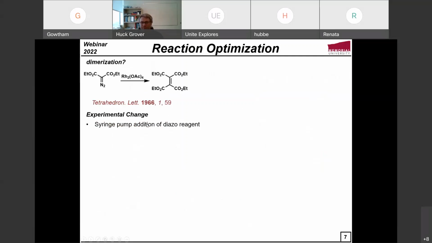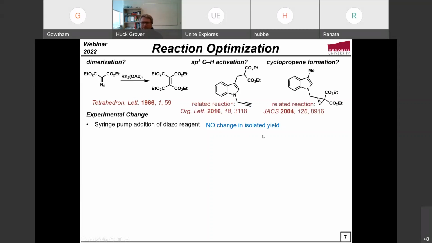We could use a syringe pump to slowly add our diazo reagent so that there's always an excess of the indole around to react with the reactive carbene that's generated. Unfortunately, using a syringe pump, even for very long addition times over 24 hours, gave us no change in the isolated yield. We thought maybe there were some competitive intermolecular reactions with the C3 position of the indole, or potentially cyclopropanation of our electrophilic alkyne handle.